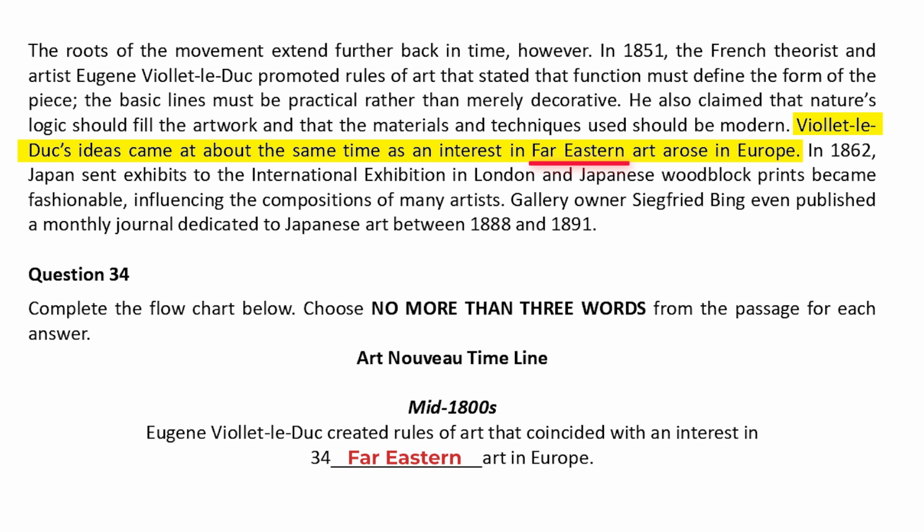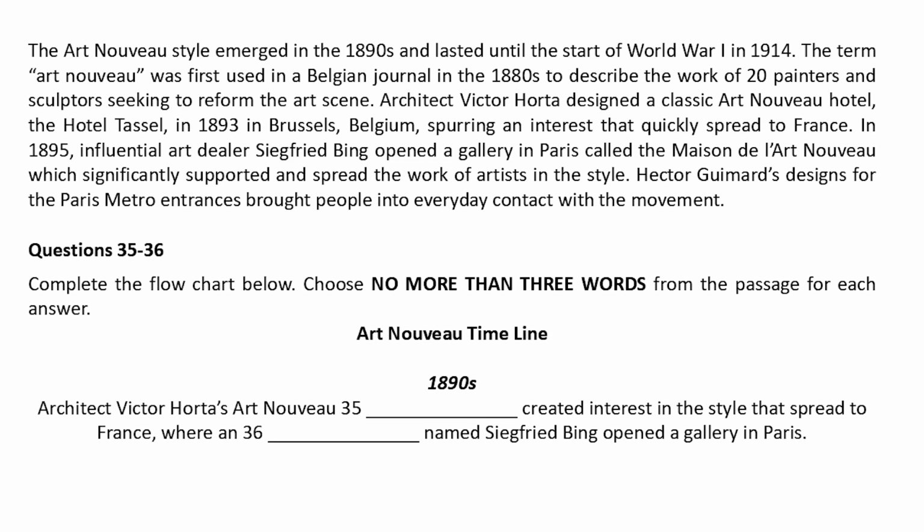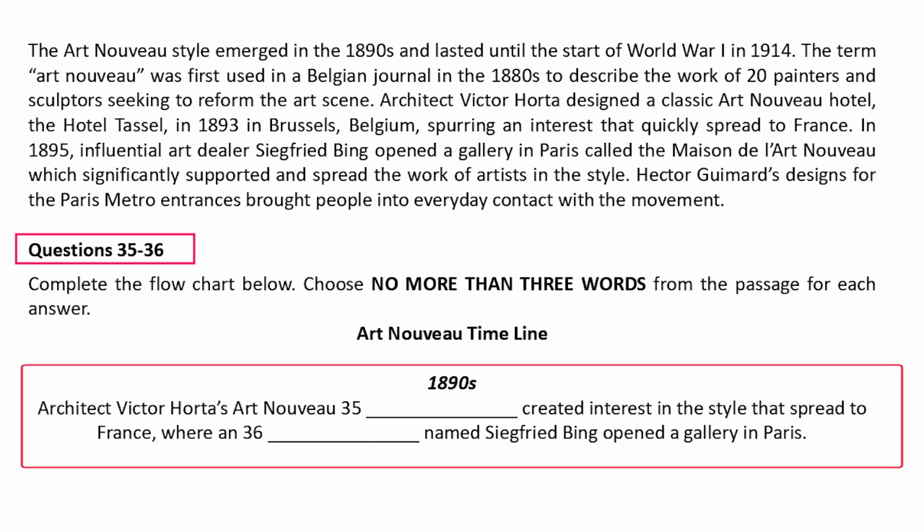If it says no more than 3 words, stick to that. Let's keep going with our flowchart and look at questions 35 and 36. The flowchart says 1890s. Architect Victor Horta's Art Nouveau, and then comes a gap, created interest in the style that spread to France, wherein, here's another gap, named Siegfried Bing opened a gallery in Paris.